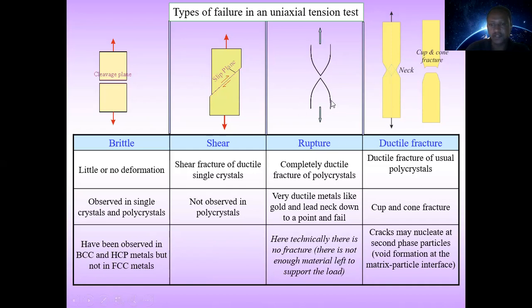And here it is rupture mode. So completely ductile fracture of polycrystals, very ductile metals like gold and lead neck down to a point and fade. Here technically there is no fracture. There is not enough material left to support the load. Another is ductile fracture. There is a neck formation here. And then finally, a cup and cone fracture is formed here after the neck. So ductile fracture of usually polycrystals, cup and cone fracture.